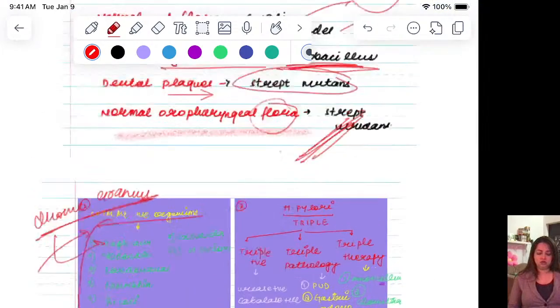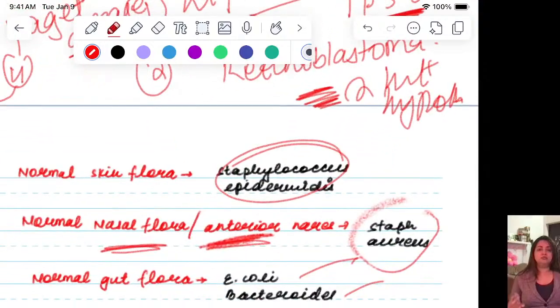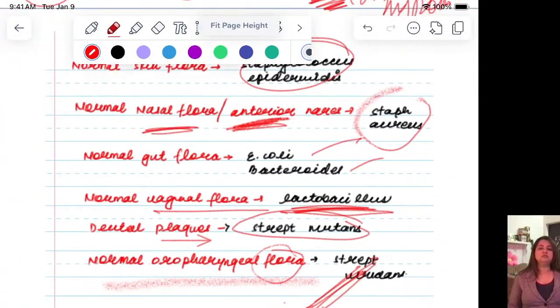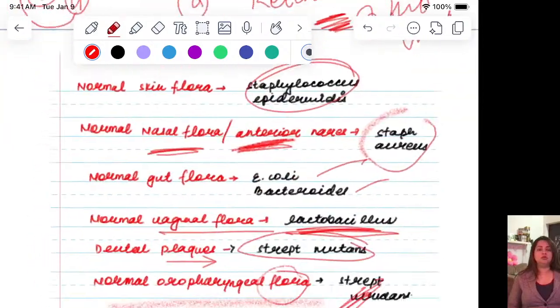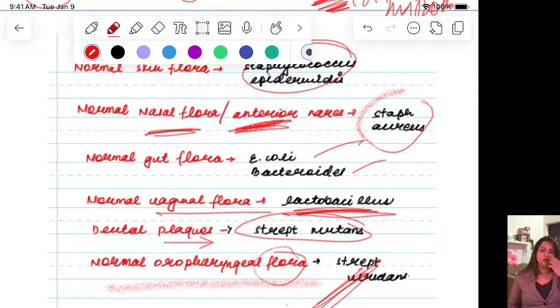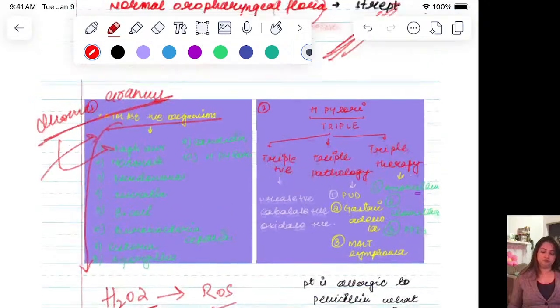So I'll show you this page again, normal flora, for all those who have missed it. Let me know when to go to the next page. Shall we go to the next page? Yes, are you done? Okay, we'll move to the next one now.